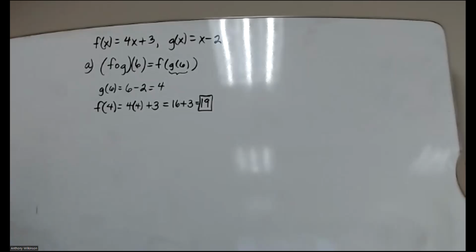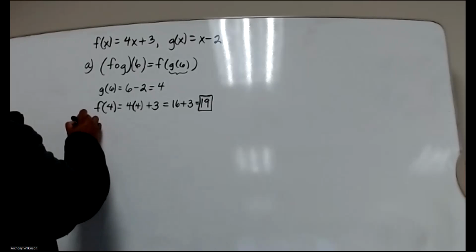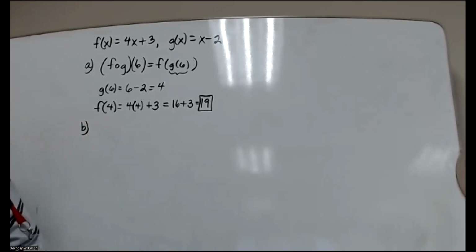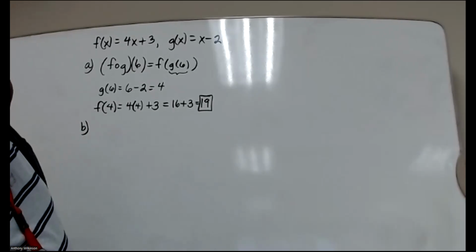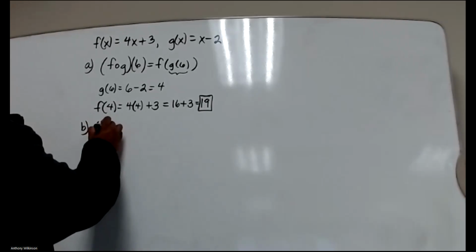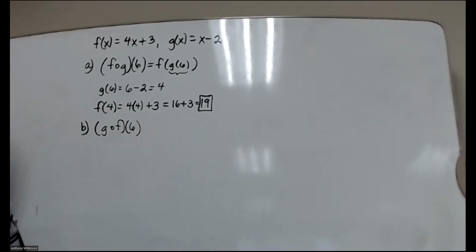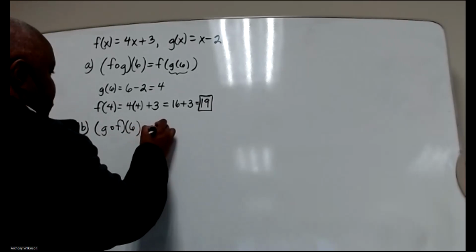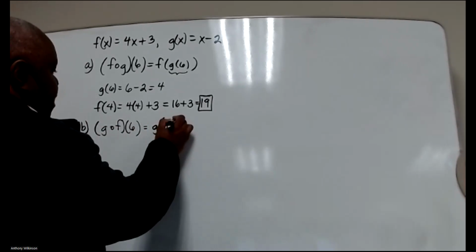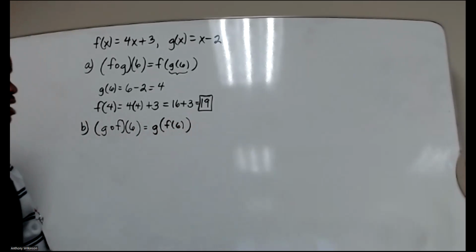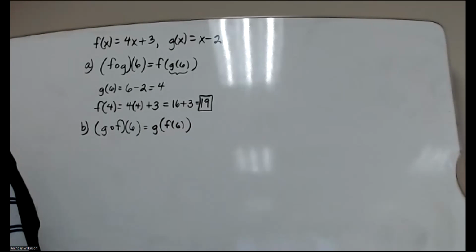Questions on part A? Part B. Here we've got the composition of g with f at 6. Using the same x value, but this time the composition of g with f at 6 is going to be g of f of 6. So this time your f(x) is the inside function, whereas g(x) is going to be the outside function.